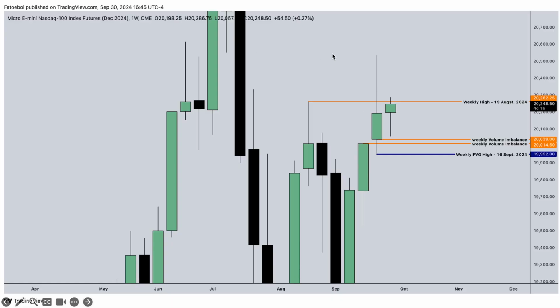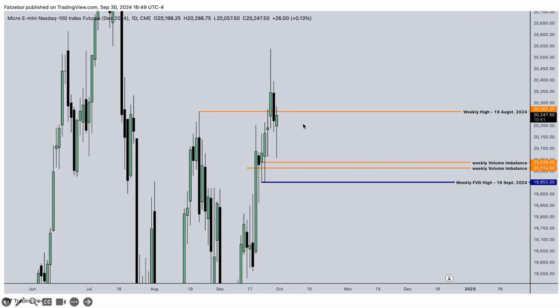We left a small part open in the fair value gap of this one, but this is the terminus of the week. We have the weekly volume imbalance, and then weekly high is used as point of resistance.